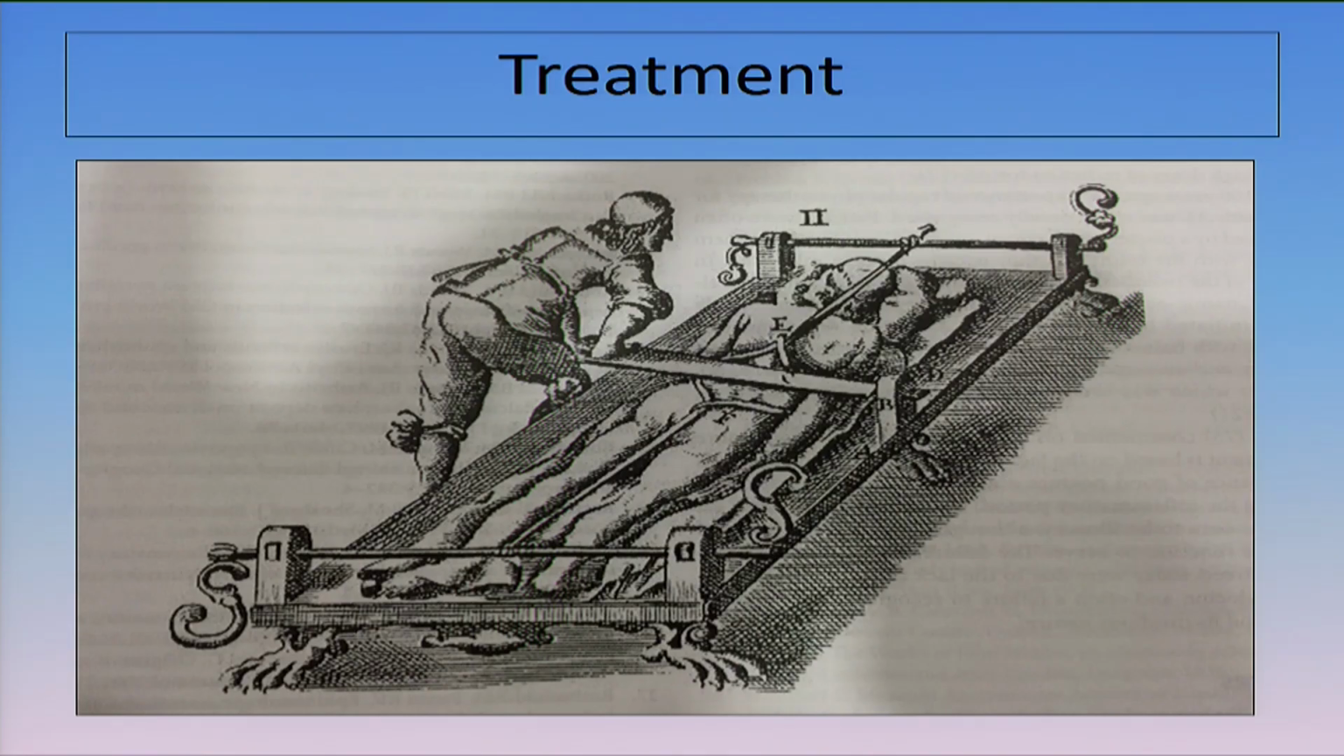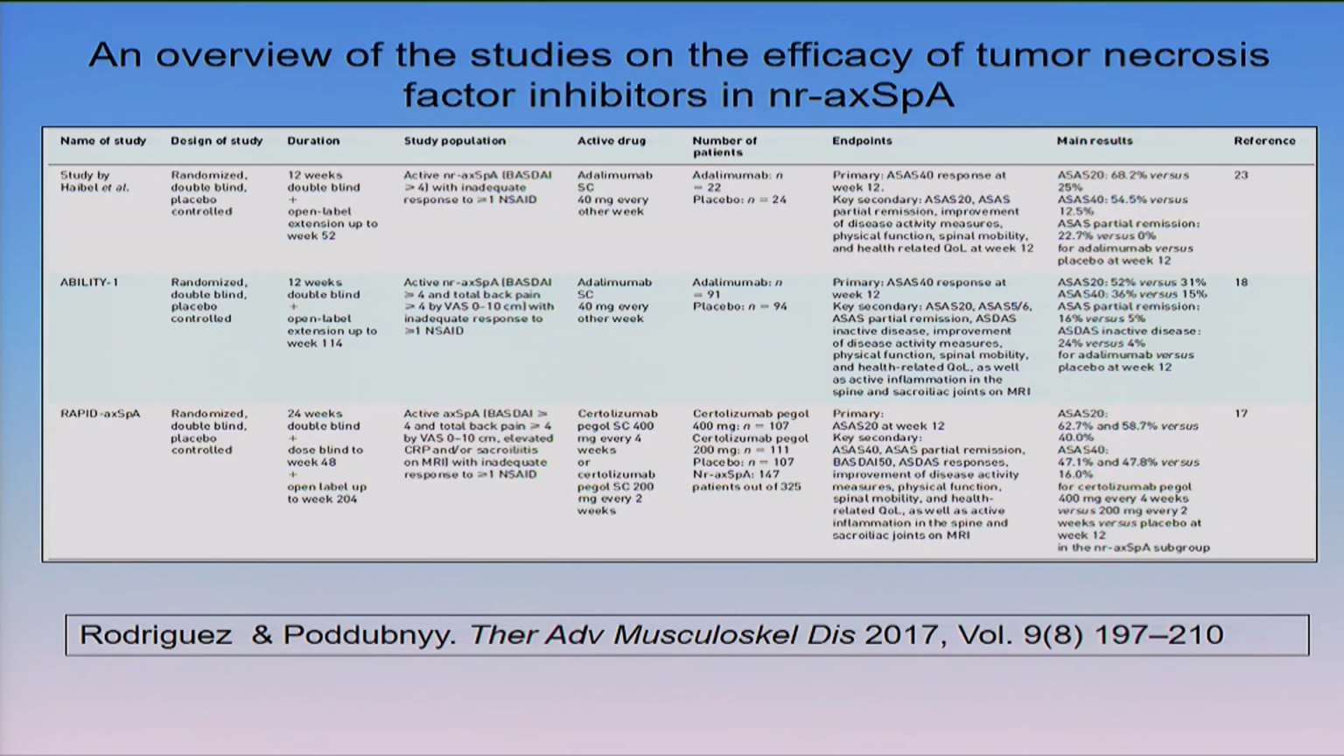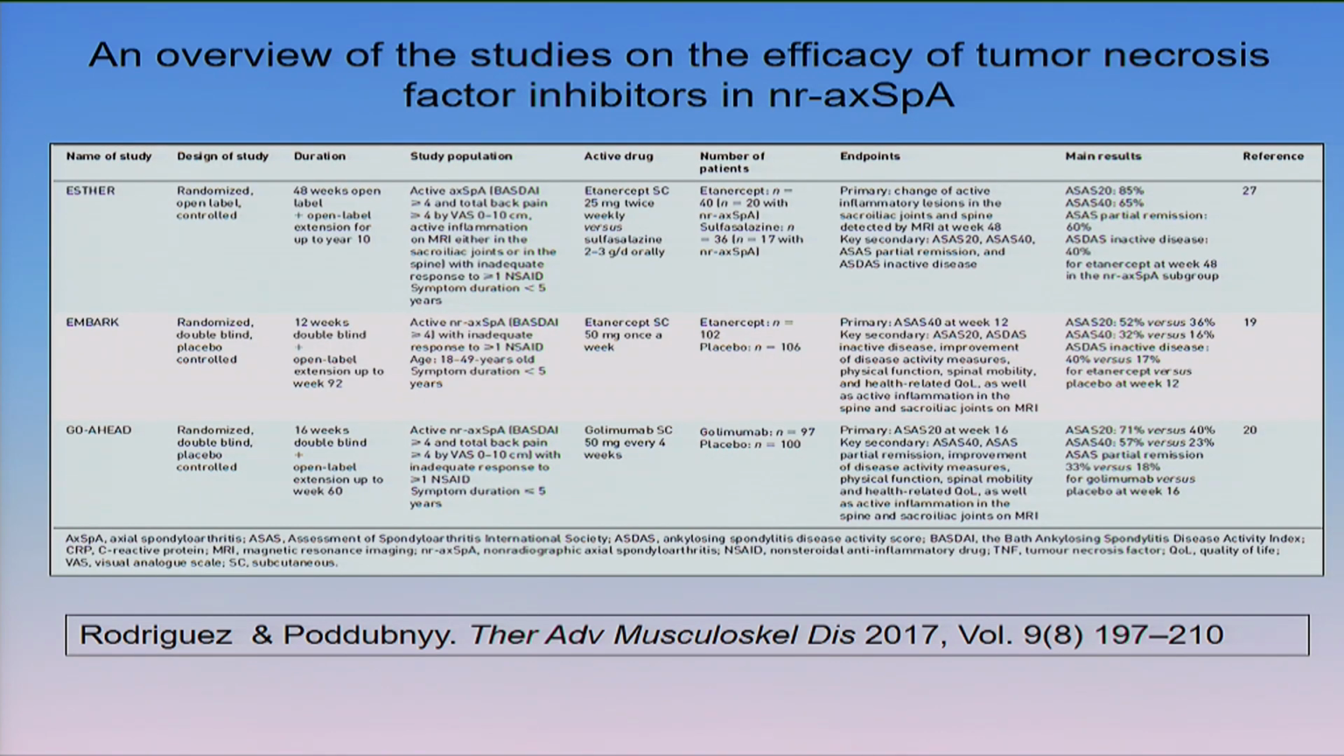When you look at the treatment aspect, this is, by the way, called Hippocrates table, where in olden days the table was used to create artificial fractures of the spine as a treatment for ankylosing spondylitis. But now we have a lot of agents, including the anti-TNF agents. And these are the trials where the anti-TNF agents have been specifically used in the non-radiographic axial SPA. And it does work.